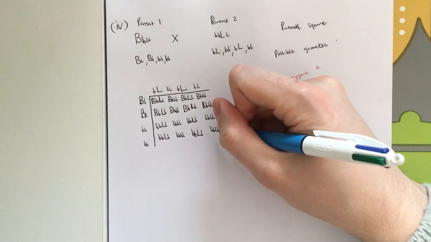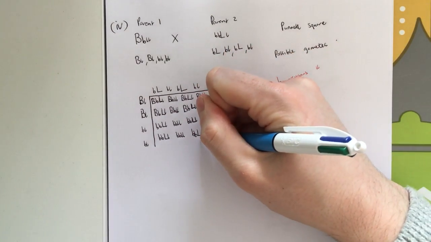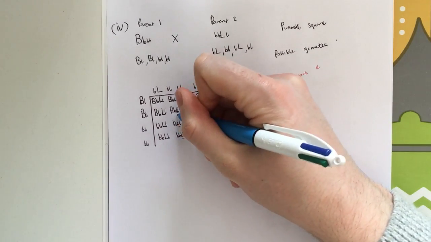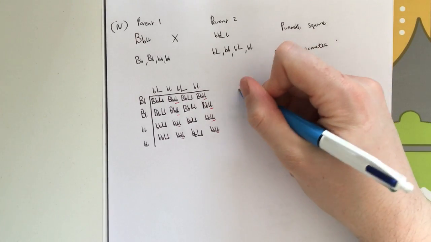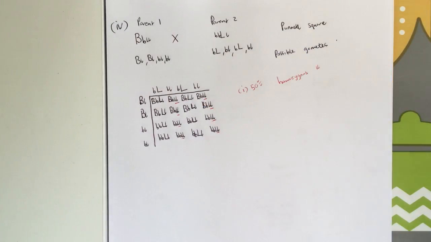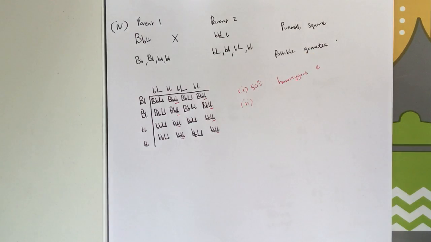Right, so 1, 2, 3, 4. This is not, because this is heterozygous. 1, 2, 3, 4. So therefore the answer for part 1 is 50% because half the number here have got short ears, homozygous for that characteristic.